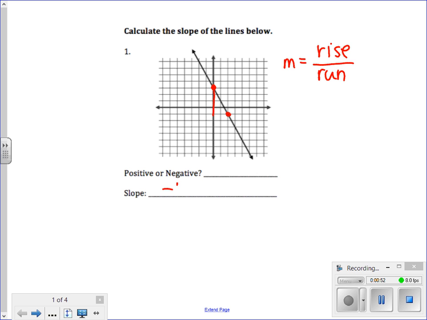So down 4 over 1, 2. So down 4 over 2. That slope simplifies to negative 2. Because there's a negative sign in front here, and because the slope is going down from left to right, we say that this slope is negative.